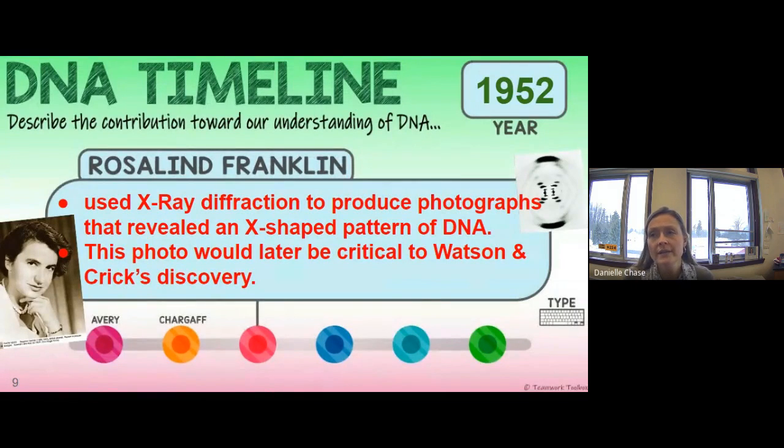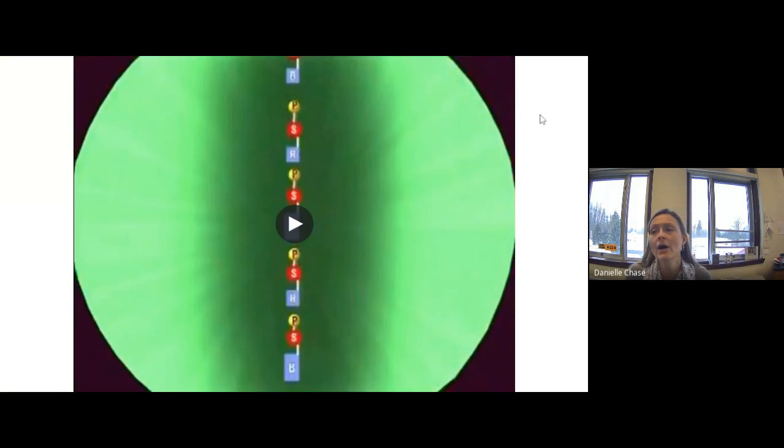She was working on this stuff in 1952. She used X-ray diffraction to produce photographs that revealed an X-shaped pattern to DNA. And this photo would later be critical to Watson and Crick's discovery. If she had not been able to create this image, they would never have been able to figure out the actual structure of DNA. So this was a very integral part of their discovery. We're going to watch a video that explains how taking an X-ray of DNA can tell you what its shape looks like.